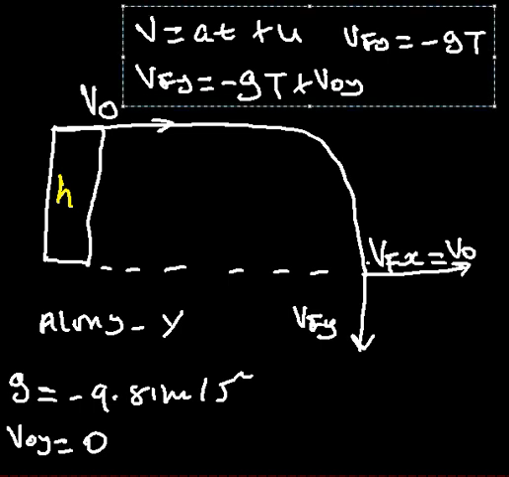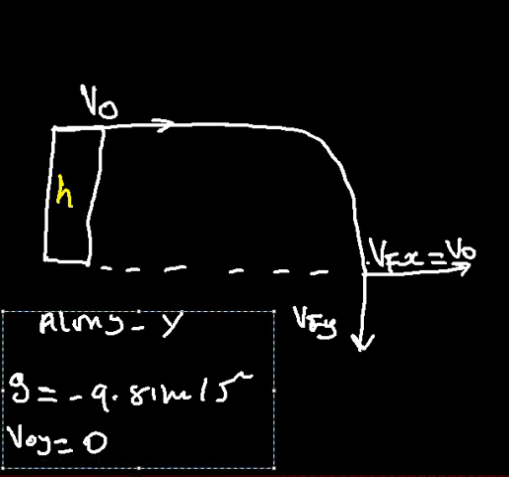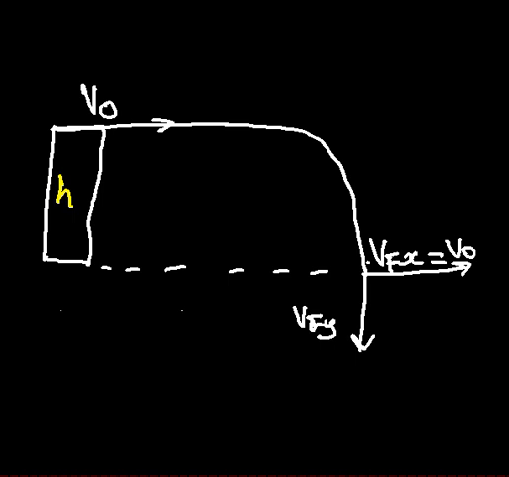Now, how about the height of the building? So how can you have the height of the building? The height of the building corresponds to the displacement of the whole journey. From the displacement formula, the displacement is equal to ut plus half at squared. Now this displacement corresponds to the height of the building, which is given as h.